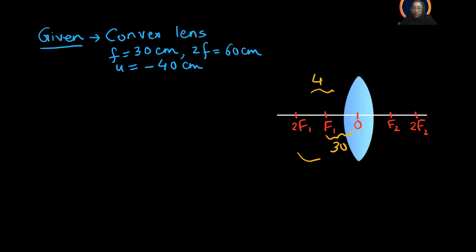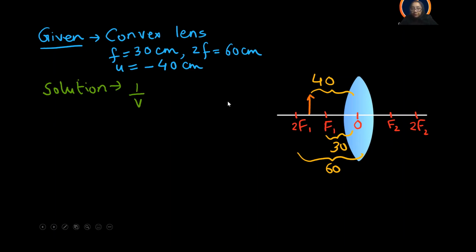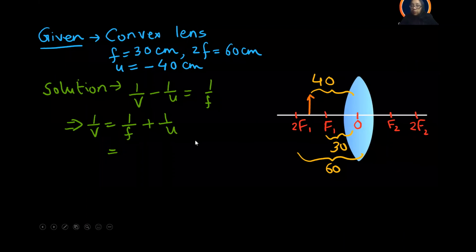So the object we can place it here. So understand that it is 30 centimeter, it is 60 and it is 40. And we place the object right between 60 and 30, right? Because it is given as 40. Now we can solve it using the lens formula. So the minus sign will be there. That is 1 by V minus 1 by U is equal to 1 by F. And hence we can write, just put 1 by V on one side and take the other things into the right hand side. That is 1 by F plus 1 by U, right?